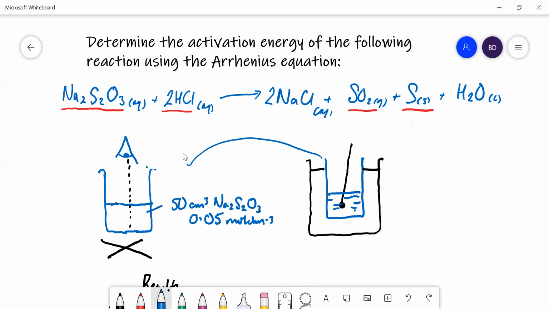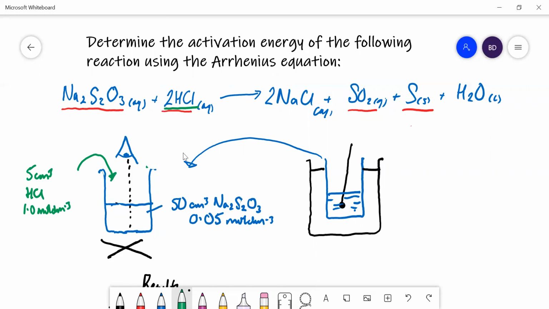You start the reaction by adding 5 centimetres cubed of HCl, concentration 1 mole per decimetre cubed. Put that in, start the clock, and time how long it takes.